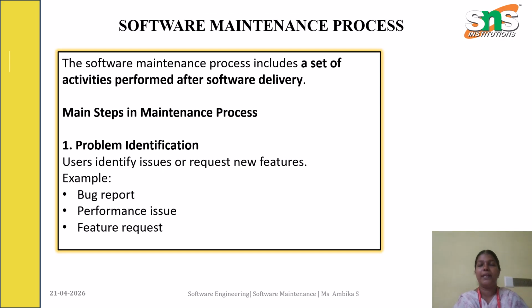Next comes the software maintenance process. The software maintenance process is nothing but a set of activities we perform after the software delivery. It includes many steps. First one is problem identification. Normally here the users identify the issues, problems, or requests for new features. For example, reporting bugs, performance issues, and feature requests.